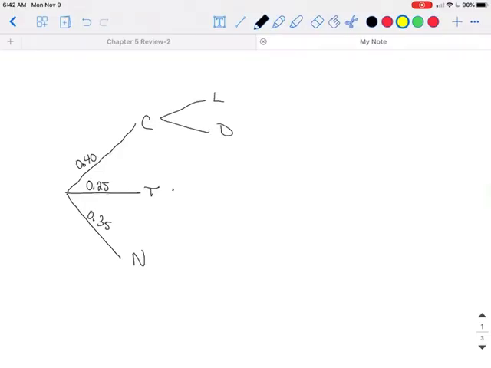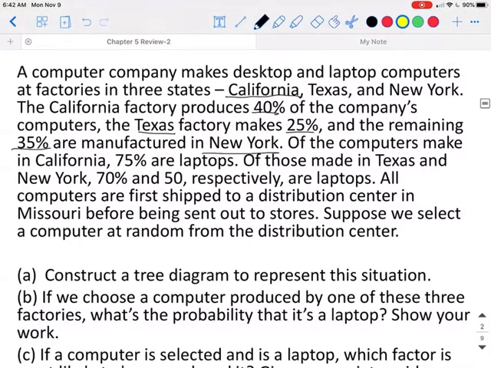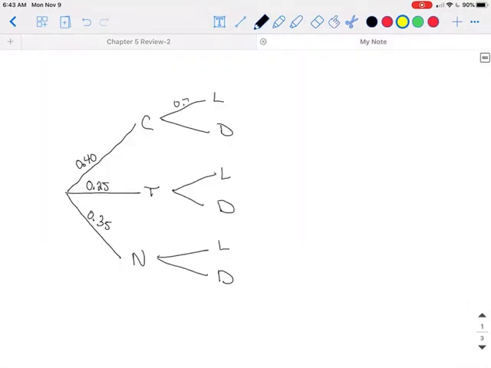Now we know that in each factory, they make laptops and desktops. We know that in California, 75% of them are laptops. In Texas, we have 70%. In New York, we have 50%. So in California, 75% of them are laptops, which means 25% of them are not. In Texas, 70% are laptops, which means 30% are not. And in New York, 50% are laptops, so the other 50% will not be laptops.